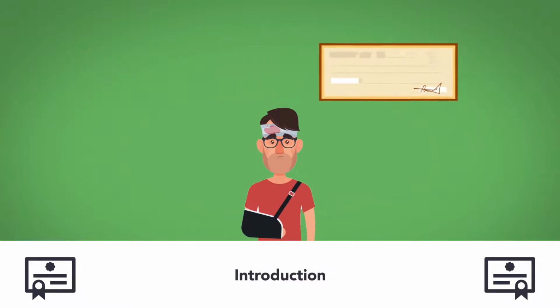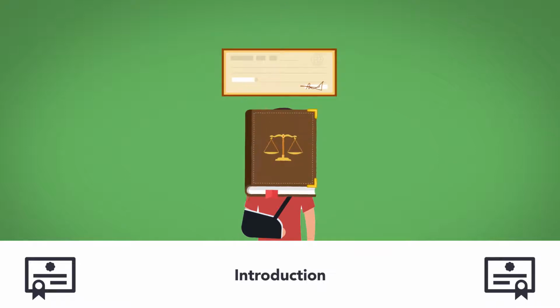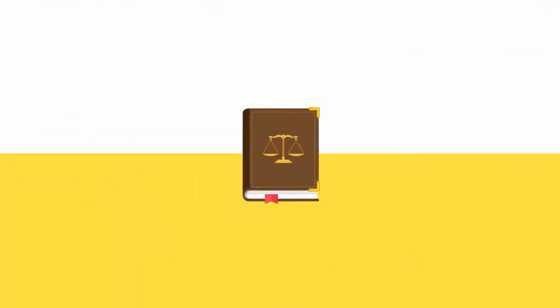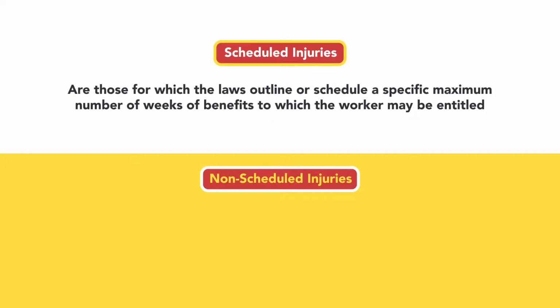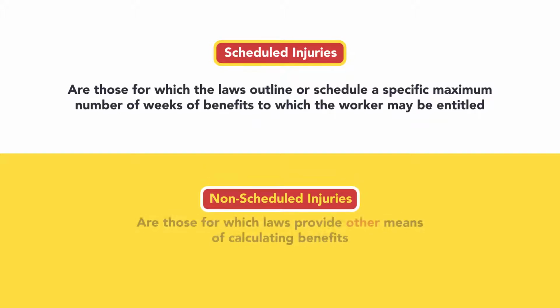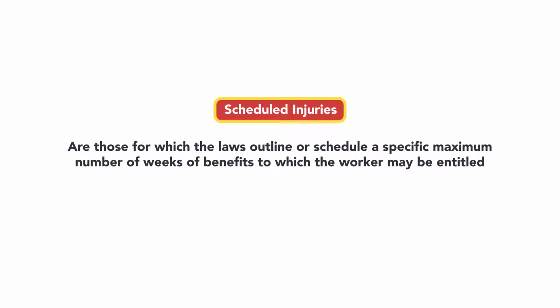When determining the amount of benefits that an injured worker is entitled to, state statutes divide injuries into two categories: scheduled and non-scheduled. Scheduled injuries are those for which the laws outline or schedule a specific maximum number of weeks of benefits to which the worker may be entitled. Non-scheduled injuries are those for which laws provide other means of calculating benefits. This module addresses the calculation of benefits for scheduled injuries.